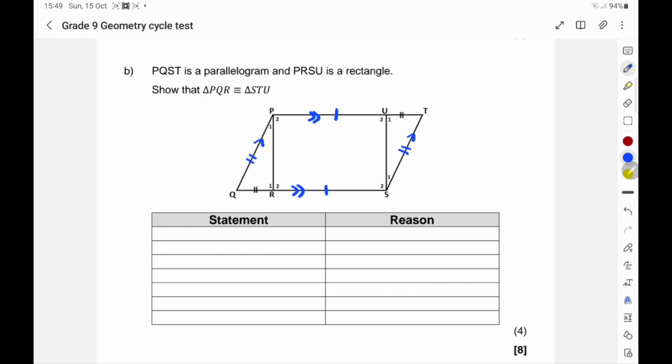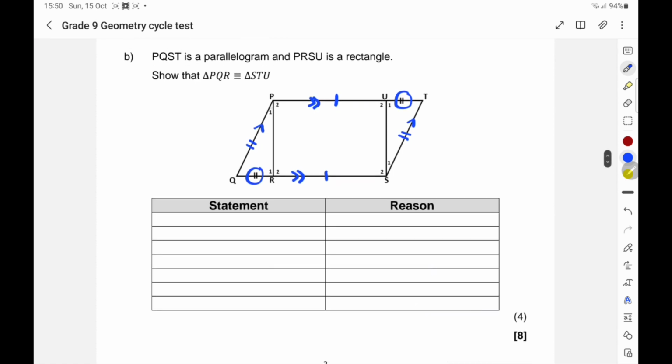Now they say to show that triangle PQR is congruent to STU. Already I've got parallel sides. I've got one side that is given to me that they are equal. It's always easier to start off with those. And then we've got another side that is equal because of the opposite sides of a parallelogram that are equal.